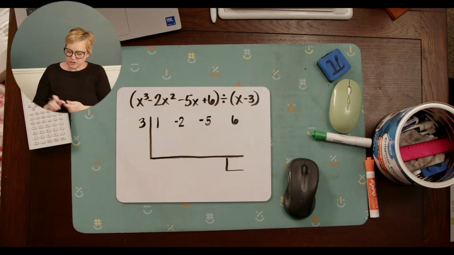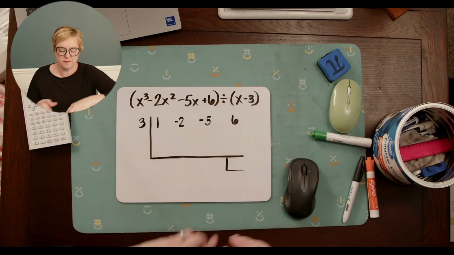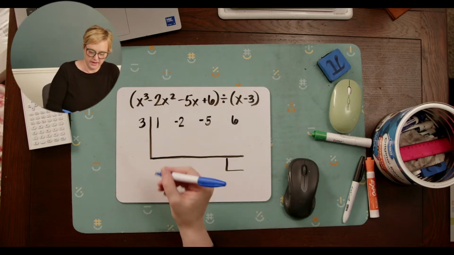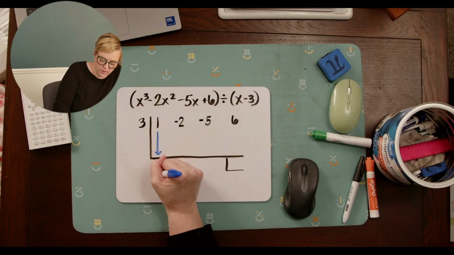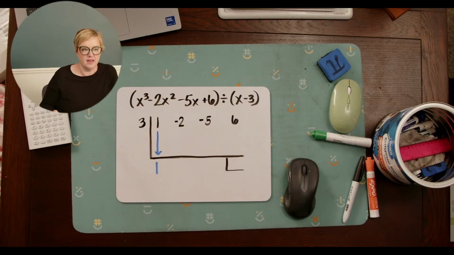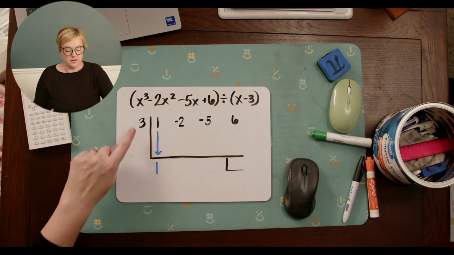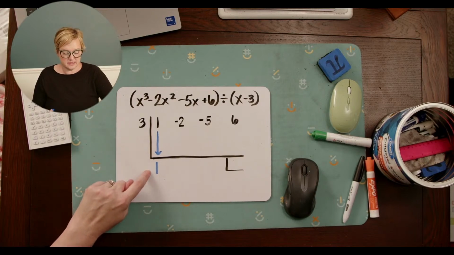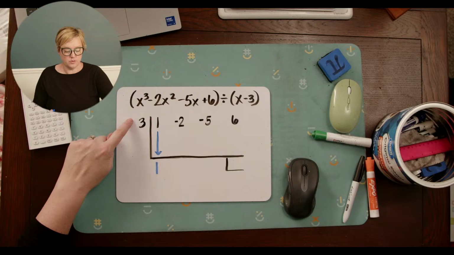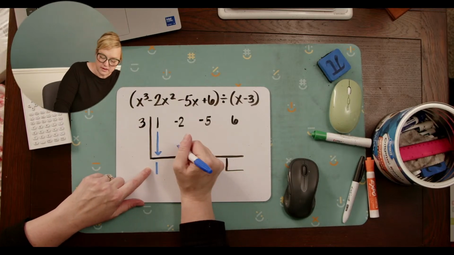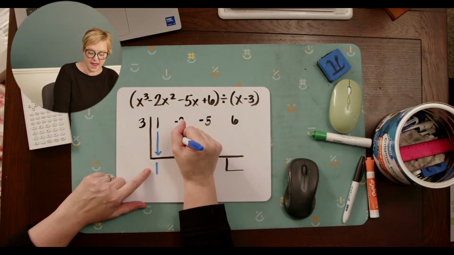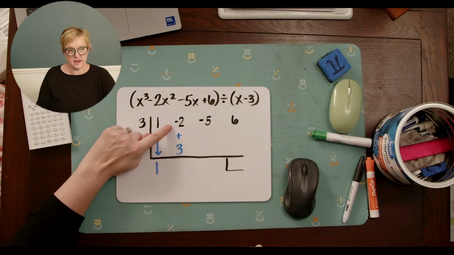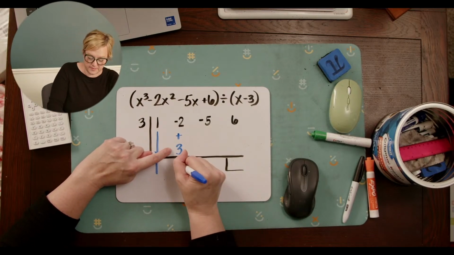So the first step is we bring down this 1. We bring down that first coefficient and we just write it there. Now, we're going to do just the same thing over and over. We're going to do this times this and write it here. So 3 times 1, and I write it here. And then I add. So negative 2 plus 3 gives me 1.